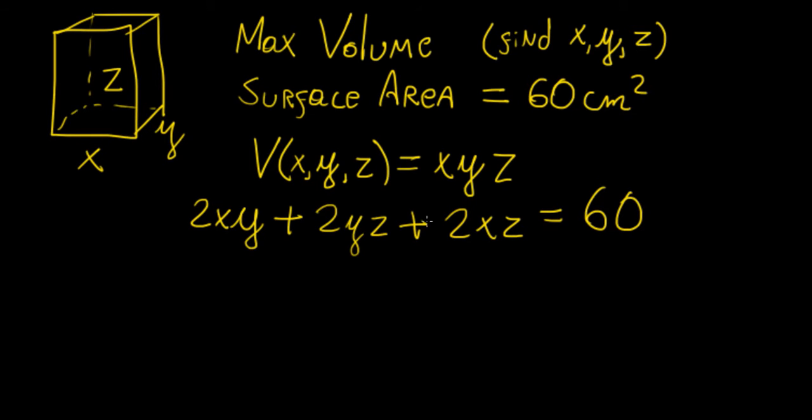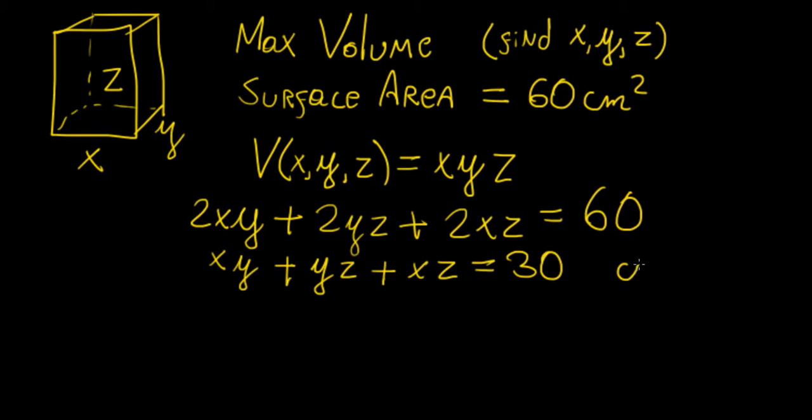And because this is the constraint function, we can actually simplify this to the best form. So this is going to be the easiest form to work with. We just divide everything by 2. And that's going to give us 30 centimeters squared. So what are we going to do with this?